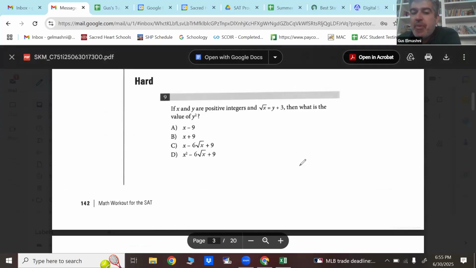Let's look at 9. If x and y are positive integers and root x equals y plus 3, what is the value of y squared? So again, we know to use a strategy when you see letters here. You see letters in the choices.